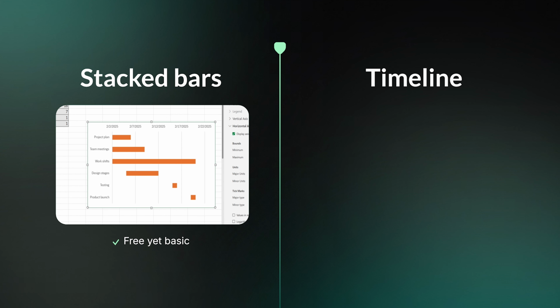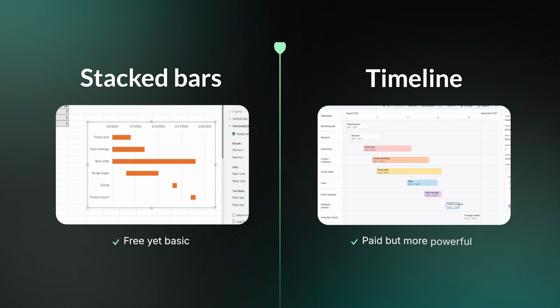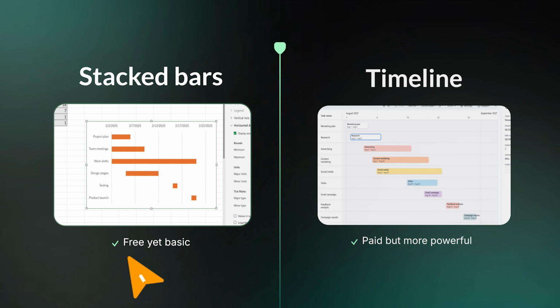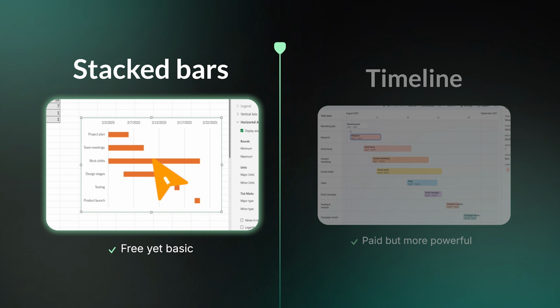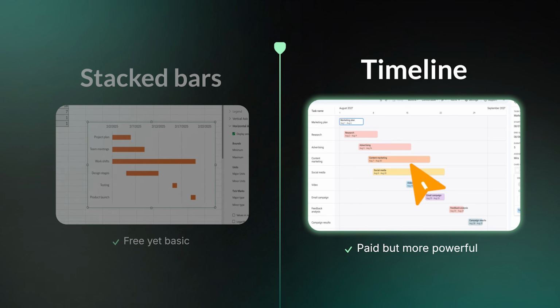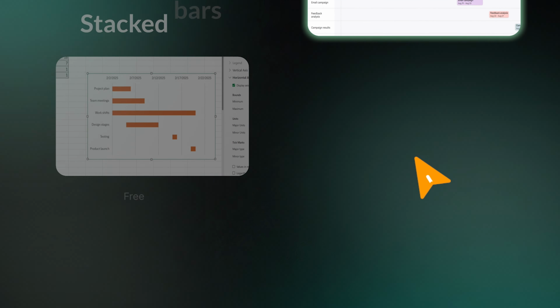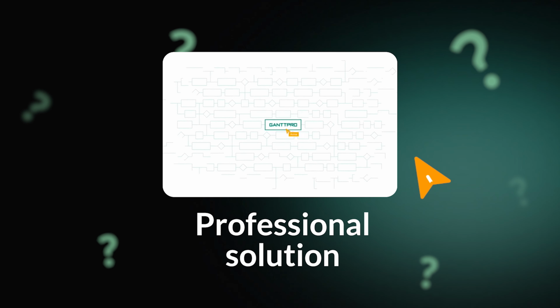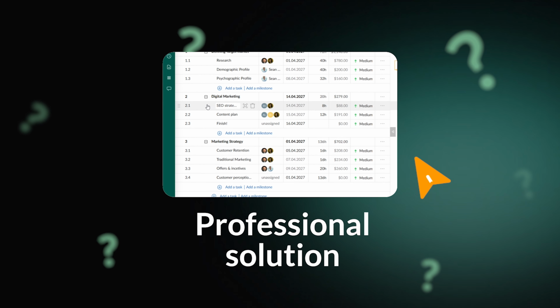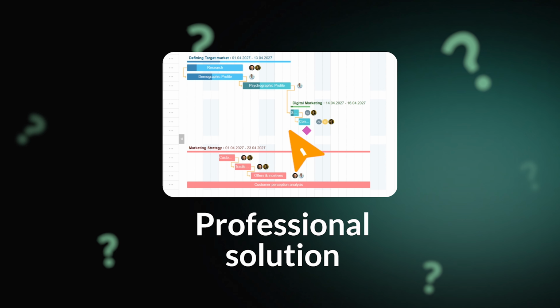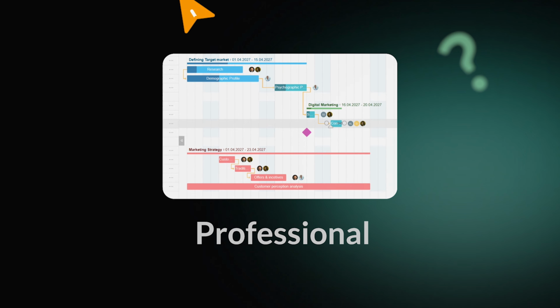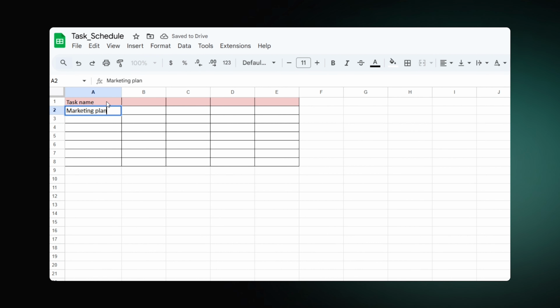The timeline feature, on the contrary, is a paid, yet more powerful solution that allows for better flexibility, appealing visuals, and additional functions. For the first option, you can check out our article by the link in the description, while we are going to proceed to the second one. And as a bonus for committed project managers, at the end, we'll showcase a professional Gantt chart-based tool. Now, let's open a new Google Sheet and get to work.